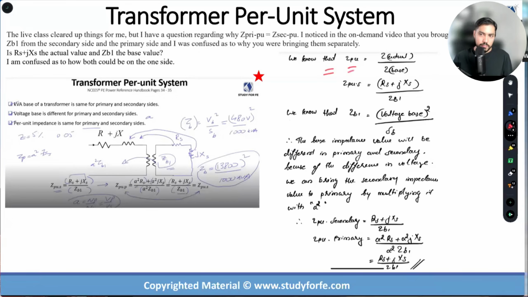So we have Z per unit, starting with a very basic definition, is equal to Z actual divided by Z base. I'm reading this out in case the writing is not making sense or the text is not very visible. Everybody understands this? It is given in the reference handbook.